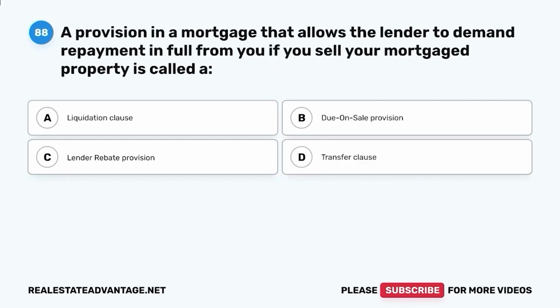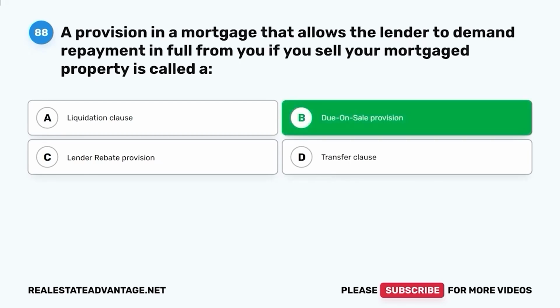Question 88. A provision in a mortgage that allows the lender to demand repayment in full from you if you sell your mortgage property is called A. Liquidation clause. B. Due on sale provision. C. Lender rebate provision. D. Transfer clause. The correct answer is B.